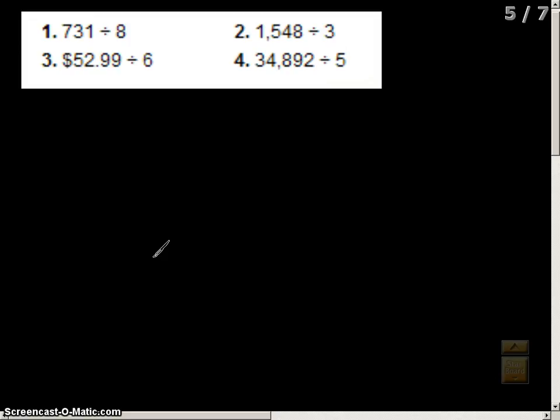Now we're going to take a look at one of these problems with money. If we have $52.99, we're going to take that and divide it by 6. We're going to go through the same steps. We're not going to worry about the decimal point or be intimidated by it. We're just going to do the same steps that we did with the previous problem.